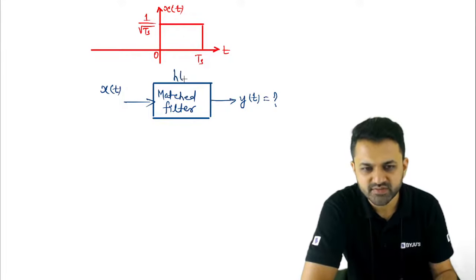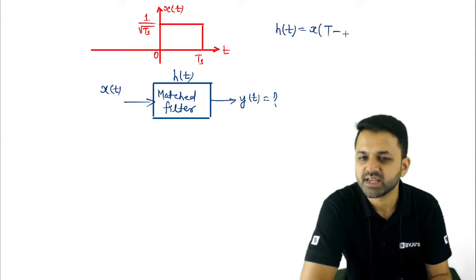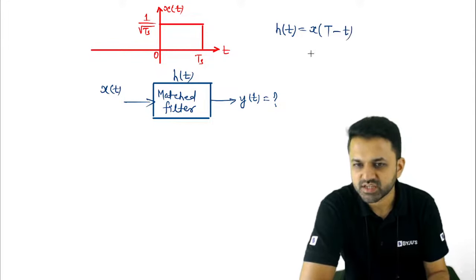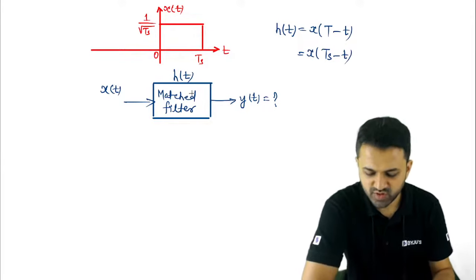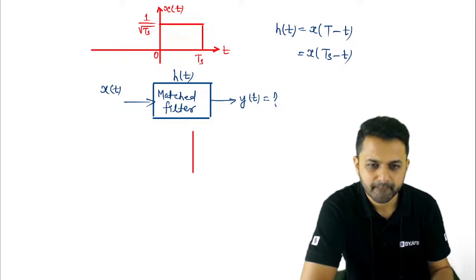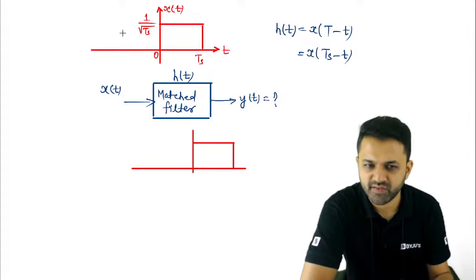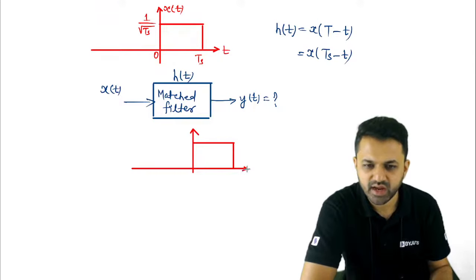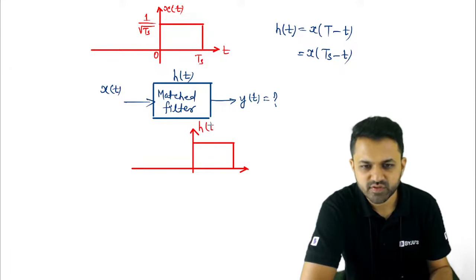What is the response of the matched filter, h of t? The matched filter response h of t is given by x of the time period, or you can say the duration of the input, minus t. The duration of the input is Ts, so it is x of Ts minus t. So how will you draw Ts minus t? When we draw Ts minus t, we will get the same pulse. We will first advance it and then fold it. So when you draw h of t, you will get 1 upon root Ts.